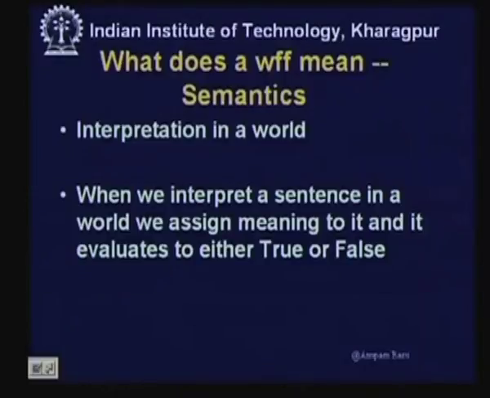Now, what is true in this world may not be true in another world. Okay? The rule of a baseball match is different from the rule of a cricket match. So, the cricket match, along with all its rules, all its definitions, all these things form a world. Similarly, a soccer match or a baseball match forms a different world. So, when we interpret a sentence in a world, we assign meaning to it, and that evaluates to true or false. Okay.